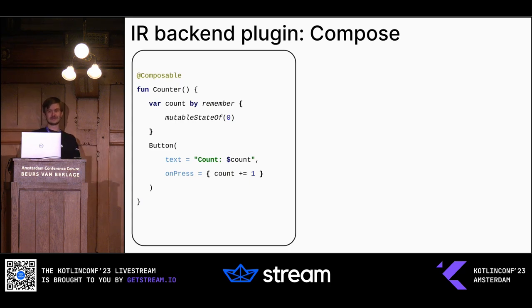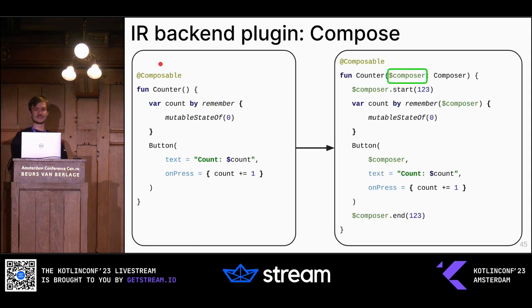For example, Compose plugin. Yesterday we also had a detailed report about it, but anyway, so we have some composable function. So what is changed after the backend plugin runs? Well, we have generated a value parameter composer. We have generated start and end calls at this composer parameter. We have added a composer argument to the remember function and to another composable button function. Well, all of it is needed just for composable mechanics to work.